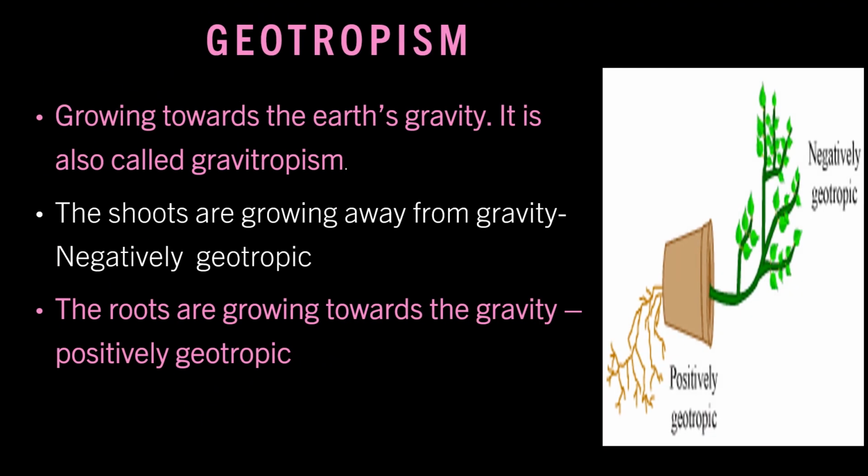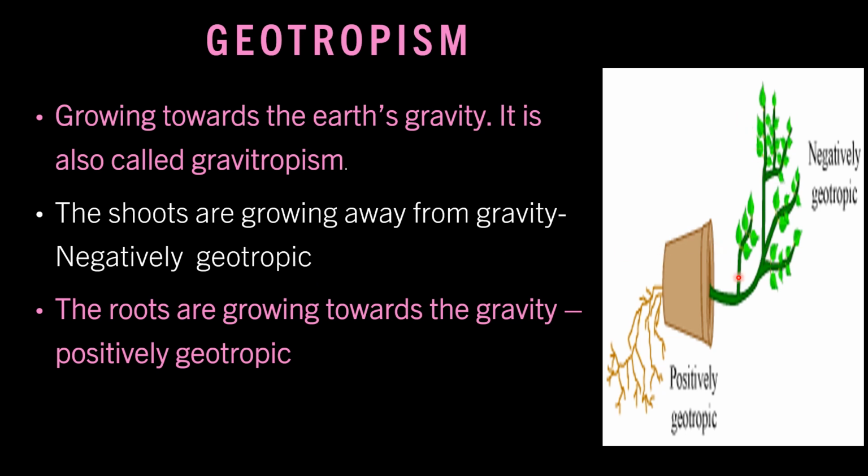The next type of tropic movement, that is geotropism. What is another name of geotropism? Gravitropism. What is geotropism or gravitropism? Plant parts growing towards Earth's gravity. It is called gravitropism. The shoots are growing away from Earth's gravity. That is called negatively geotropic.